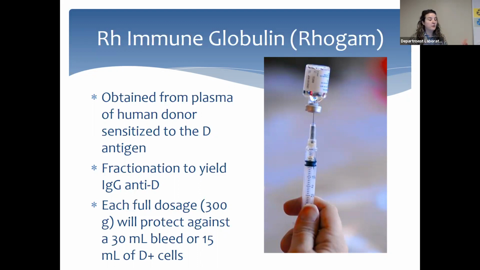And it's thought that each full dose, and you guys don't have to know this right now, but in a later lecture you will, each full dose is about 300 micrograms, and it will clear a 30 mL bleed, all right? So when we say bleed, some fetal cells are now in mom's circulation, all right? So if baby is Rh positive, mom is Rh negative, mom is being exposed to the Rh positive cells. She's being sensitized, she could potentially build anti-D. What Rhogam will do is it will coat those Rh positive cells, prevent mom from being exposed, therefore she won't build anti-D, which will affect her future pregnancies, okay?